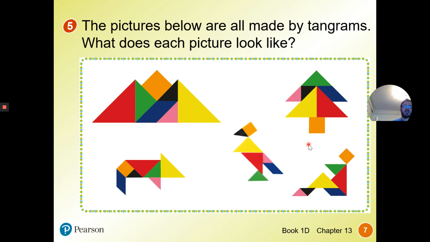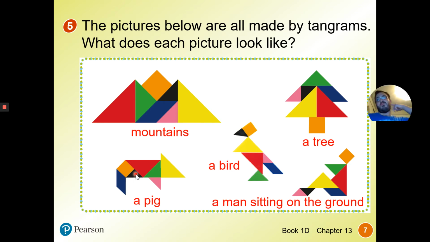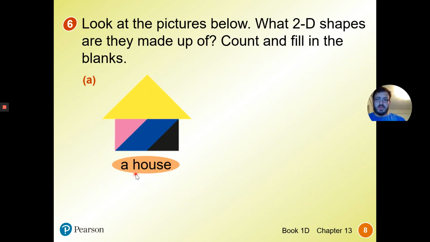So the pictures below are all made of tangrams. What does each picture look like? Have a think, what do you think these all look like? I'm pretty sure this one looks like a mountain, tree, birds. This one kind of looks like a man sitting, and this could be a dog or pig, something like that. So we can use geometric shapes or tangrams to make actual pictures.